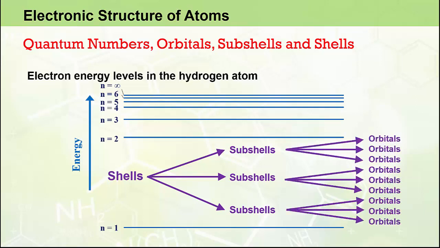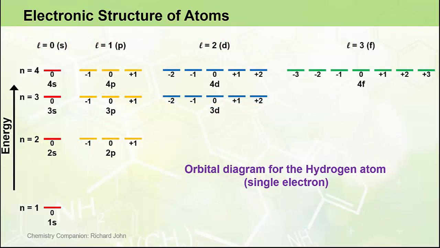So we can now redraw this energy level diagram for the hydrogen atom by showing all the orbitals that exist within subshells and all the subshells that exist within shells. And here we have a much more detailed energy level diagram for hydrogen, or what we call an orbital diagram, where all the possible orbitals that exist are represented by a horizontal line in this orbital diagram.